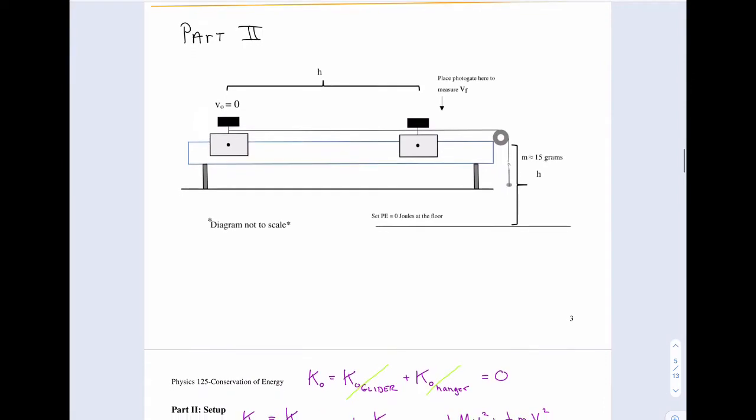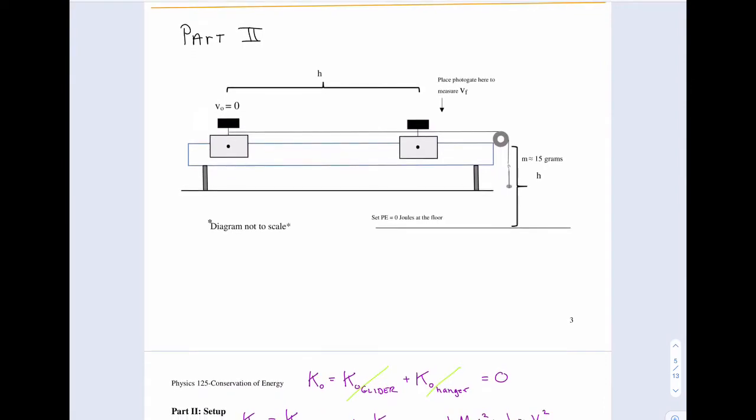Part 2 looks like this. Now the track is level. This looks like your air track, but now this is horizontal. Someone's going to hold on to this and let it go from rest. You have a little hanging mass here that starts at rest. As this moves to the right, this thing moves toward the floor. So when this thing falls a distance h, let's say h is 80 centimeters.